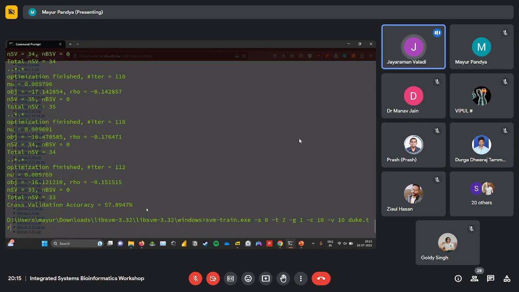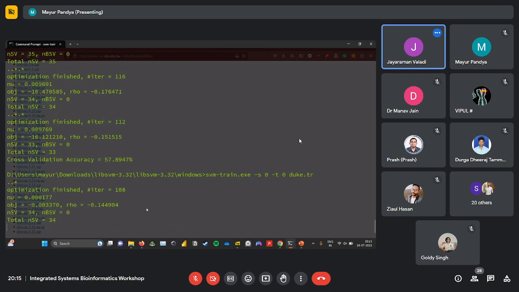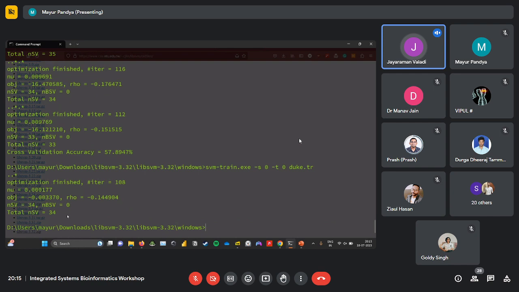To do that in this software, we just have to remove that minus V10, and use T equals 0. Remove the minus V10 and just run it. It gives certain statistics, such as the number of support vectors being 34 and other things. That's not necessary for you. Now go back to the Windows folder and show that a model has been built.